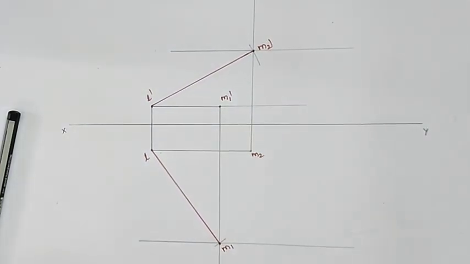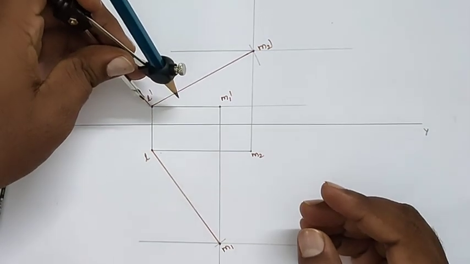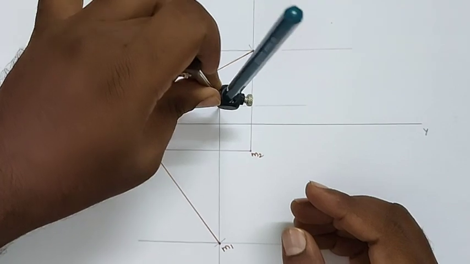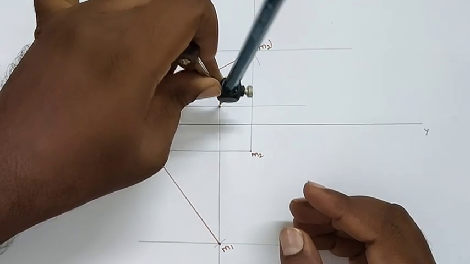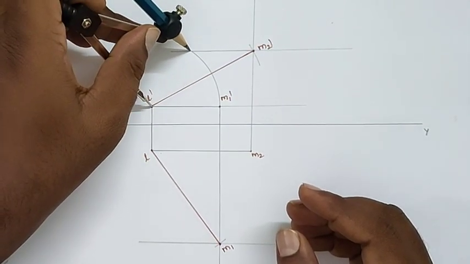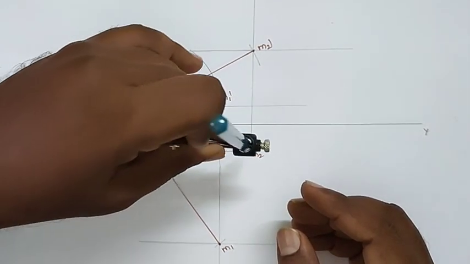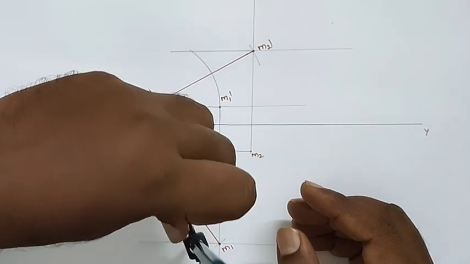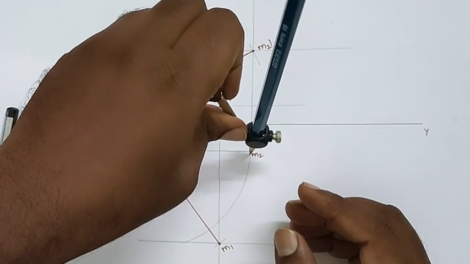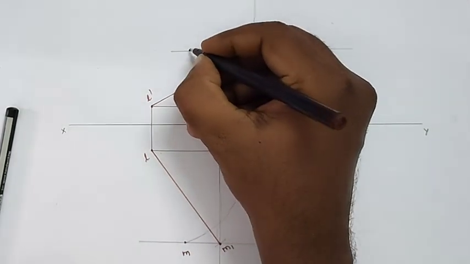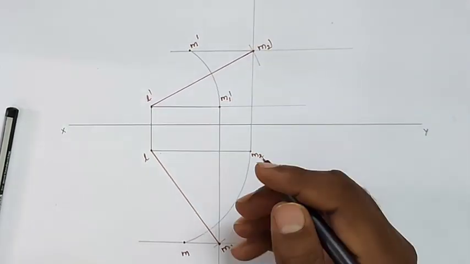Now taking L dash as center and L dash M1 dash as the radius, draw the arc on the M2 dash horizontal line. Similarly, L as center and LM2 as the radius, draw the arc on the M1 horizontal line, and locate the points here. This one is small m, and this one is small m dash.